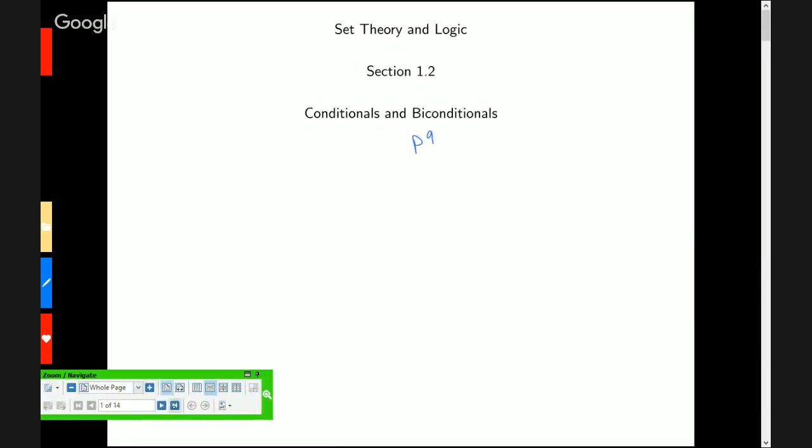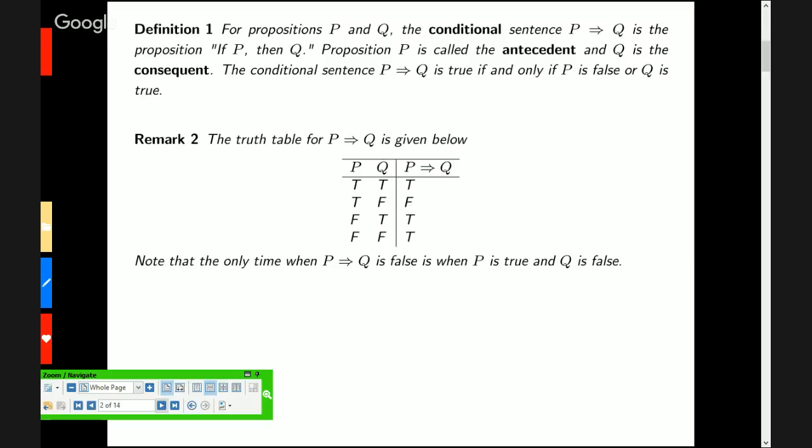If you're following along in your textbook, it starts on page 9. Page 9 in the textbook. Conditionals and biconditionals. So we have some definitions.